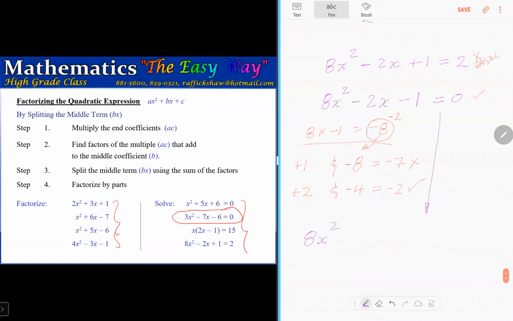Then we split the middle term into plus 2x minus 4x. This is what was negative 2x a while ago. Now put back minus 1 equals 0. So we'll split the minus 2x into 2x minus 4x. We'll break it out into 4 terms so that we can factorize the parts. We can factorize these 2 and factorize those 2. Factorize by parts. That's why we'll put it into 4 terms.